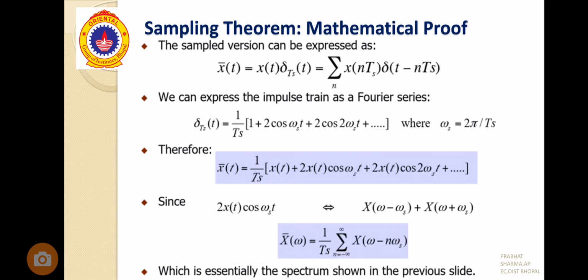What is del tst? Del tst is a train of impulses. तो train of impulse को हम क्या लिखेंगे? Summation of del of t minus nts. That means del t function every ts के बाद अपने आप को repeat कर रहा है. ठीक है, जो del ts फंक्शन है वो हर ts के बाद अपने आप को repeat कर रहा है. तो del tst को आप लिख सकते हो 1 by ts, 1 plus twice of cos omega st plus twice of cos 2 omega st and so on, where omega s is equal to 2 pi by ts.